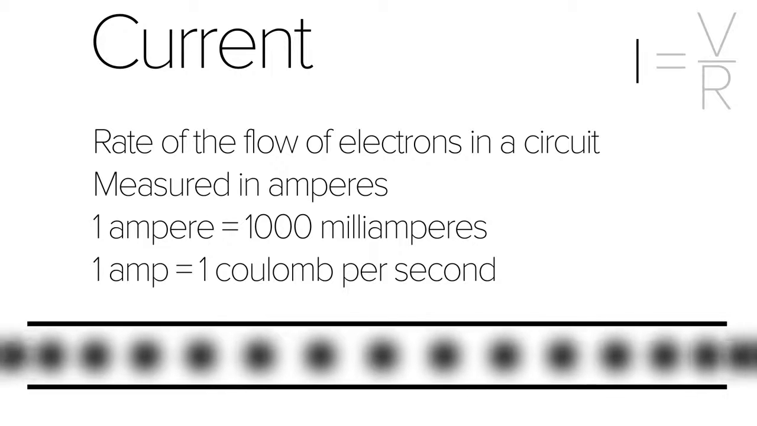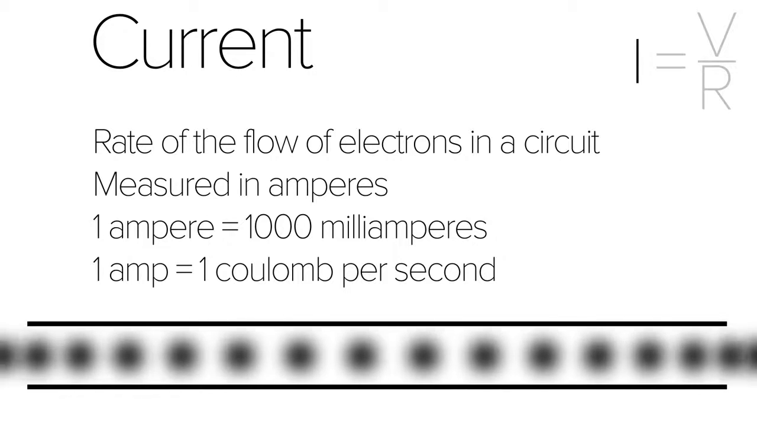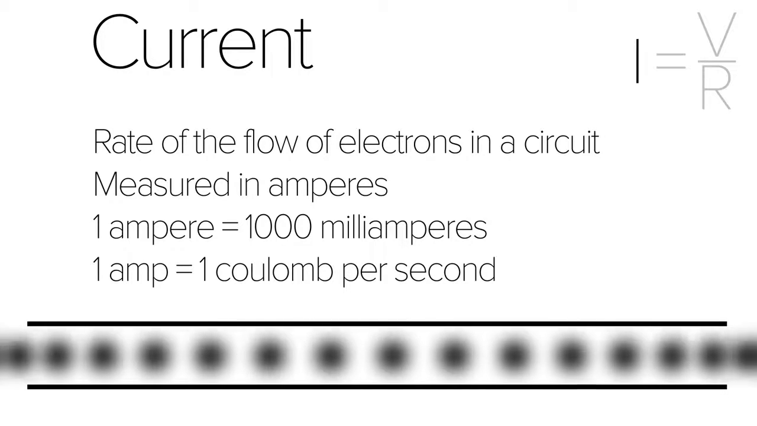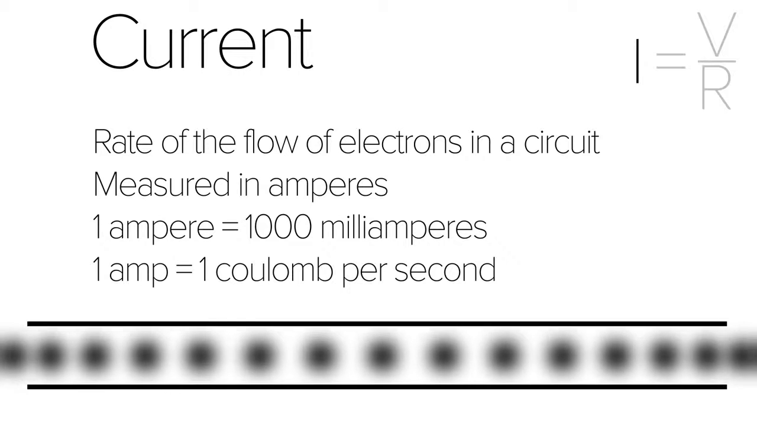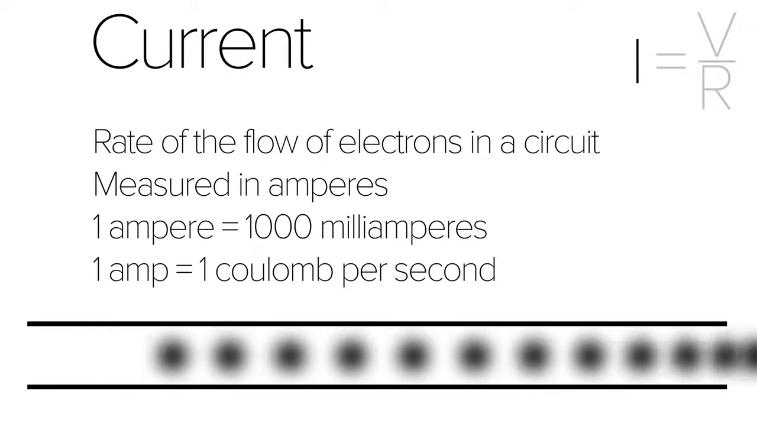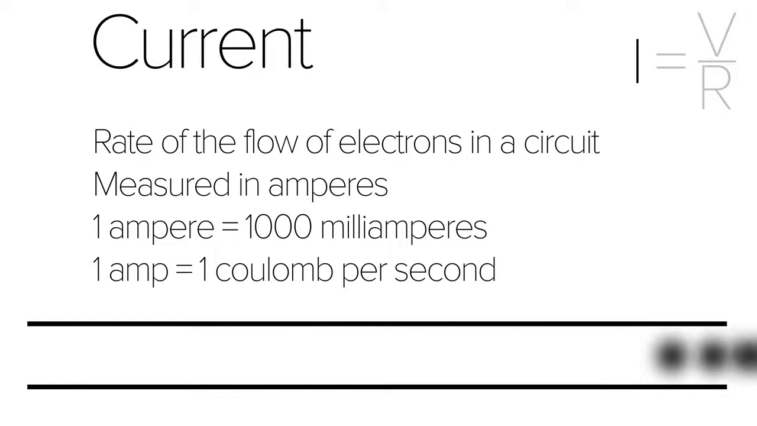This is a measurement of recording in 1 second how many electrons are passing a specific point. A higher current or high amperage means there are more electrons flowing per second past a certain point. A low amperage means there are fewer electrons flowing per second past a specific point.